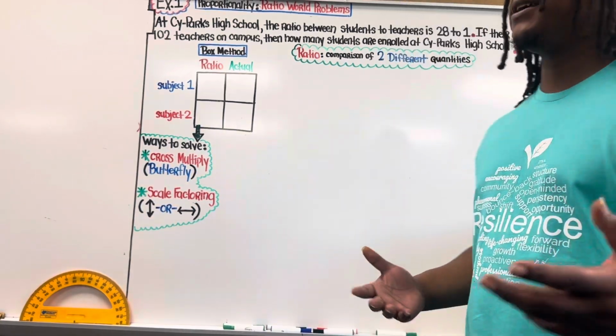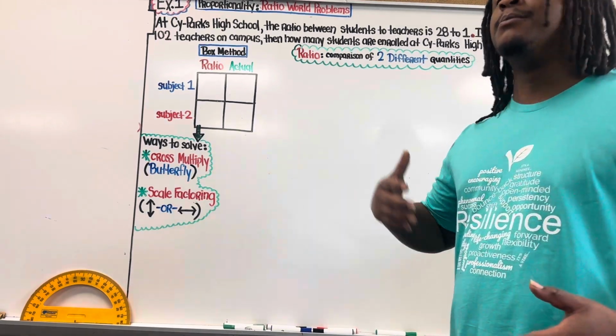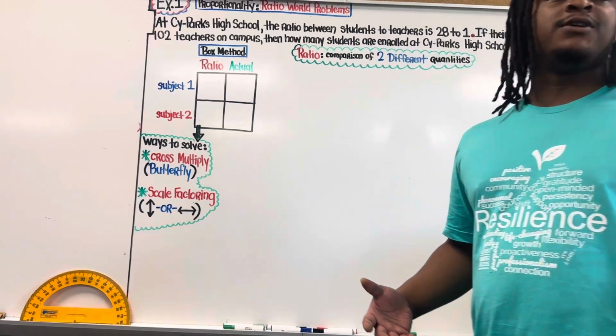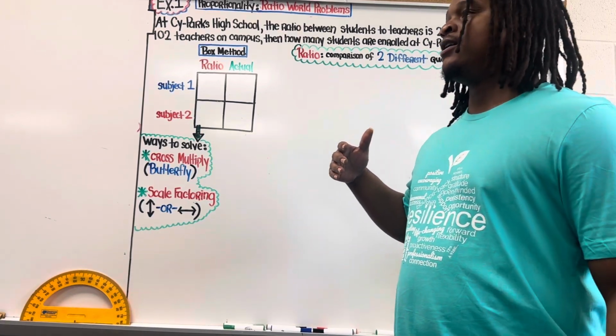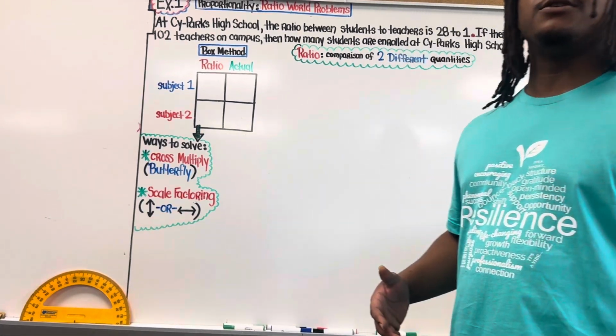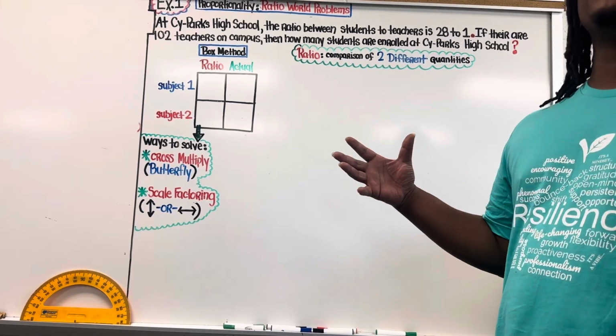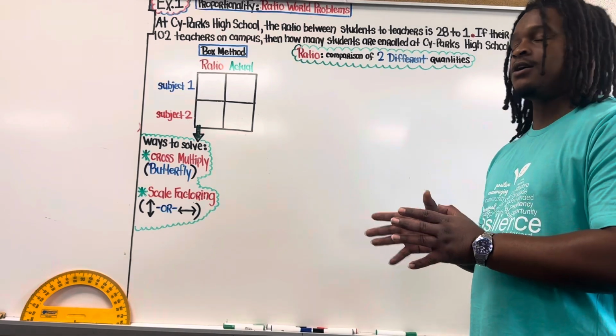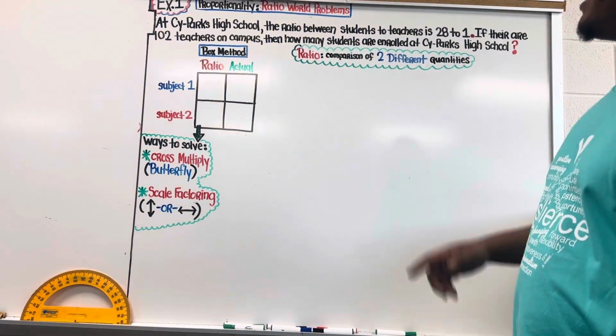So for example, we can compare the number of boys to the number of girls, or we can compare the number of apples to the number of oranges, or we can compare the number of blue shirts to the number of red shirts, right? We're just comparing two different quantities, and we can simplify it to a simple ratio, okay? So let's go ahead and look at it, guys.